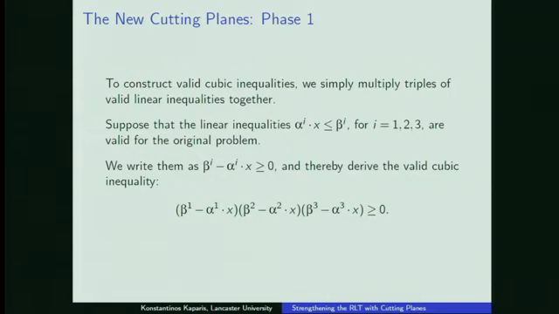So that's the classic step for getting the second level RLT relaxation. We just assume some linear inequalities. We take three of them, and we multiply them together. Again, I highlight that this includes the bound constraints.